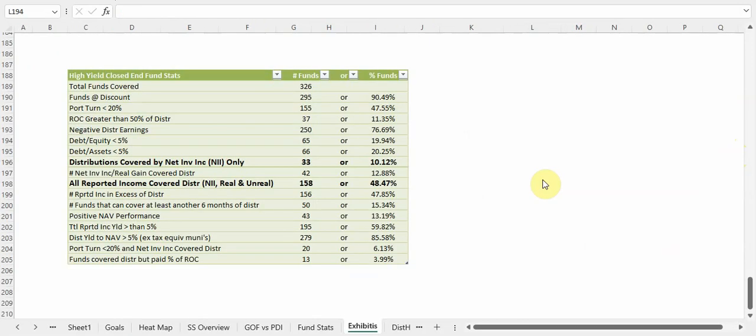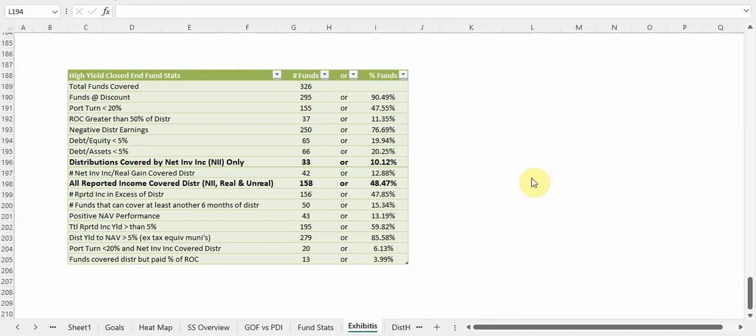Remember earlier in this video I mentioned that only roughly 10% of all high-yield closed-end funds cover their distributions with net investment income only, and that only less than 14% cover it with the combination of net investment income and realized gains.